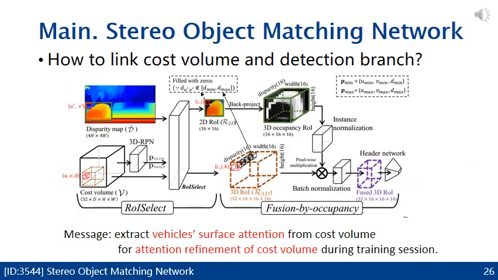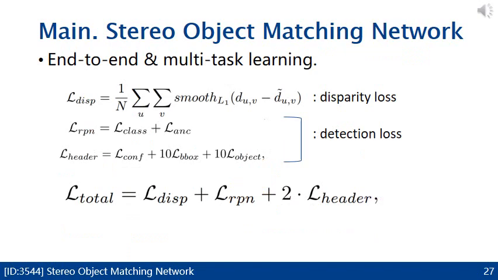In summary, the two novel bridge modules, ROI Select and Fusion by Occupancy, are designed to extract surface attention near vehicles for refinement of the cost volume during the training session. Based on our architecture design, we train our stereo object matching network in an end-to-end manner while applying multitask losses such as disparity loss, region proposal loss, and header loss.